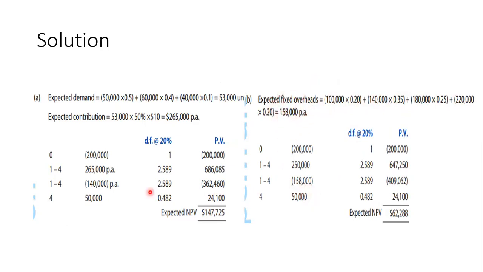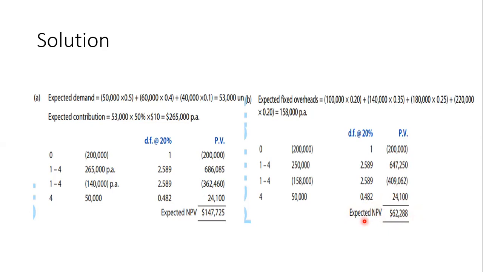So you replace the fixed overheads that we were very sure of in the first case, 140,000, with our expected fixed overheads of 158,000. Go through the same thing, and then we have our NPV of 62,000. This is what we expect to be the NPV.